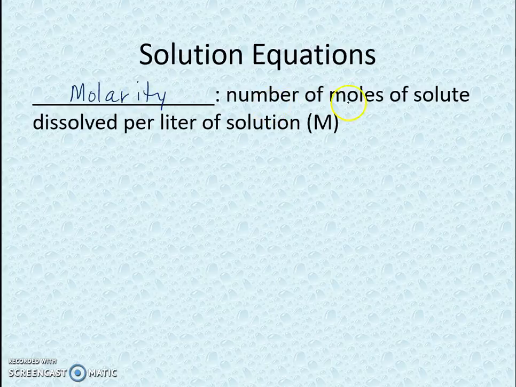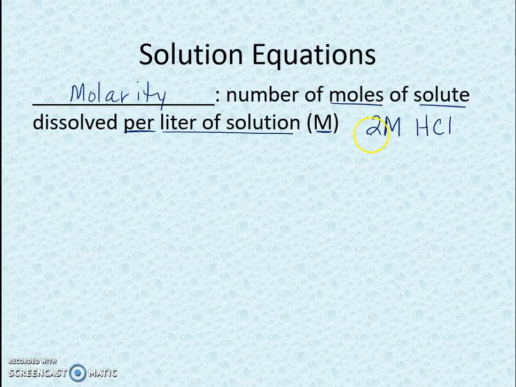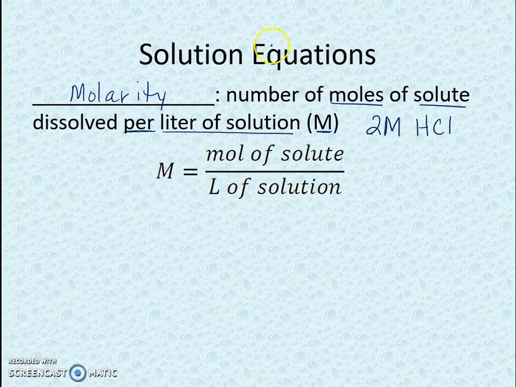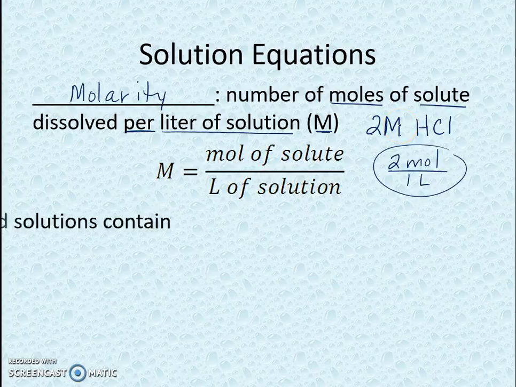Molarity is the number of moles of solute dissolved per liters of solution, and the unit for it is a big M. So when we did our lab and we had 2 M HCl, 2 molar HCl, it just told us the concentration. The unit of that would be moles of solute per liter of solution. So if it's 2 molarity, it would be 2 moles per 1 liter of solution. It's probably starting to make sense now, right?